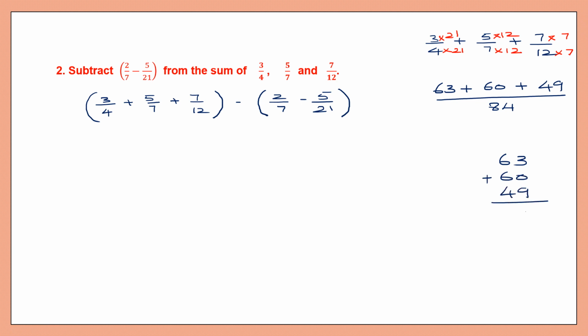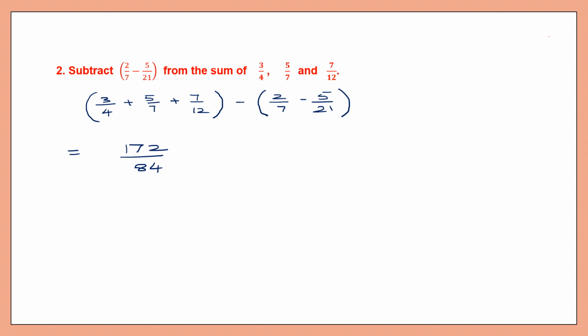Now 3 plus 9 is 12, carry 1. 6 plus 1 is 7. 7 plus 6 is 13. 13 plus 4 is 17. So we've got 172. So this is 172 by 84. So let's write that here. 172 by 84. Now we need to subtract this from it, isn't it?